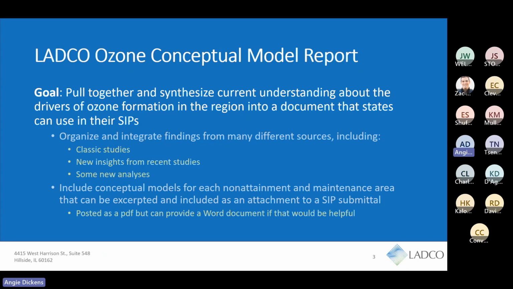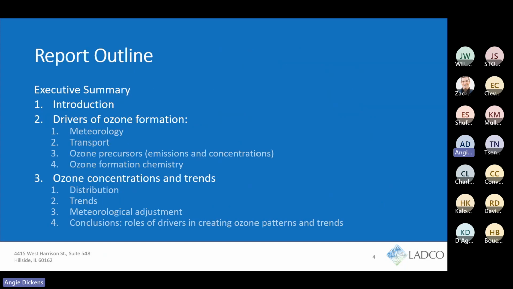and just excerpt into your SIPs, like as an attachment to a SIP submittal. I'm going to go over the outline, but at the end of the report we have conceptual models for each non-attainment and maintenance area. The idea is that you can just take this and stick it as an attachment or as a chapter of a SIP. They're posted as a PDF, but we obviously have a Word document. I can provide a Word document, which is probably going to be easier for you to incorporate into your SIPs. So that's the goal. I'm going to go over things, and some of this is going to be quite familiar to you. Some of it I think might be a slightly different way of looking at things than what you're used to.